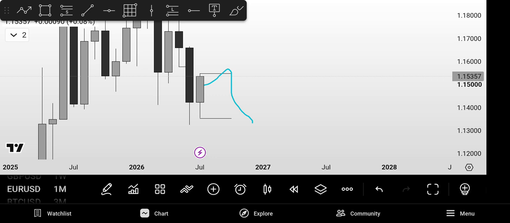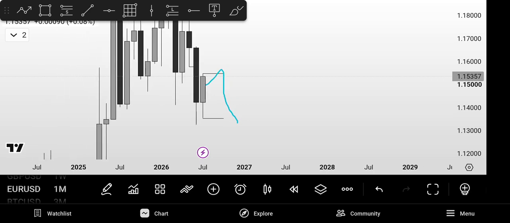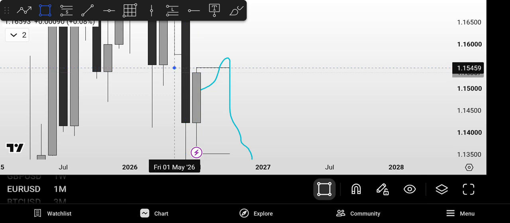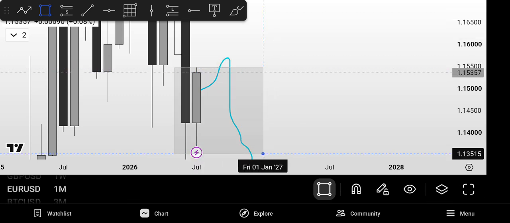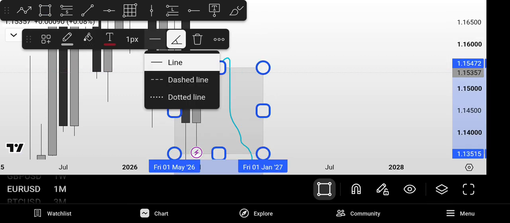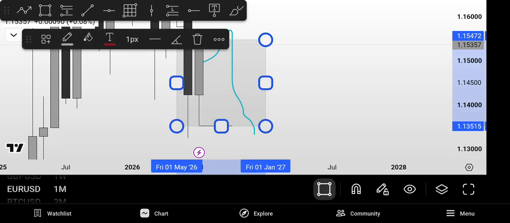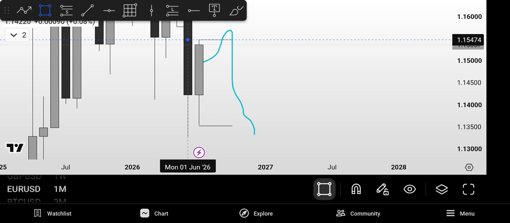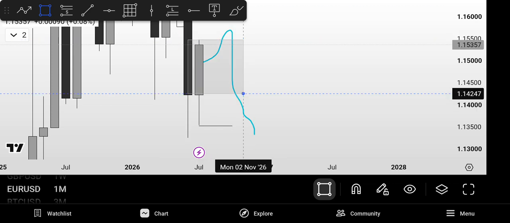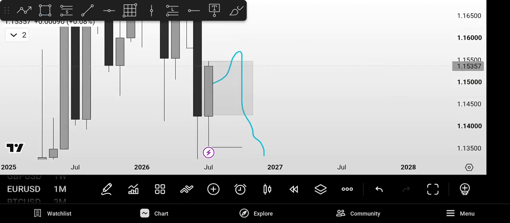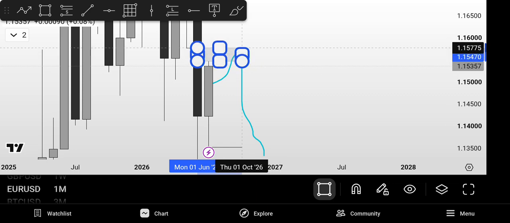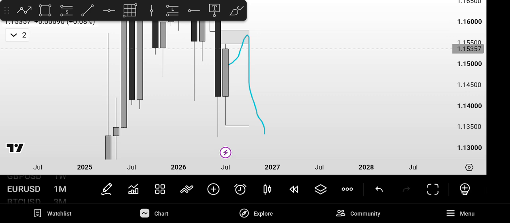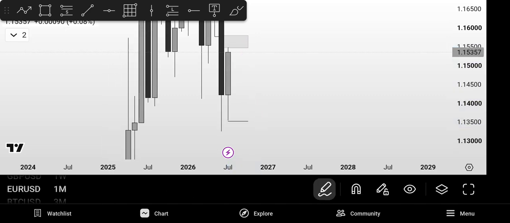This pair is much clearer than GBP USD. We have a clear fair value gap here. So we could expect the market to pump to this zone to take out this high. Then we have a clean sell, but temporal buys first before the sells. But it all depends on where the market goes first.